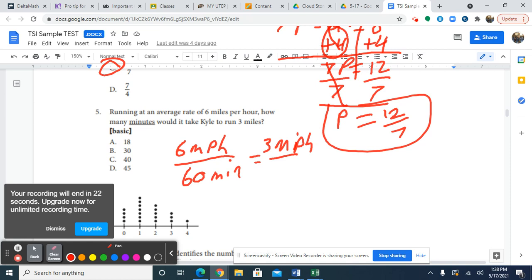And if you just think about it, 3 is half of 6. So that means that it would take us half of the time. So it would take us 30 minutes, just like that.